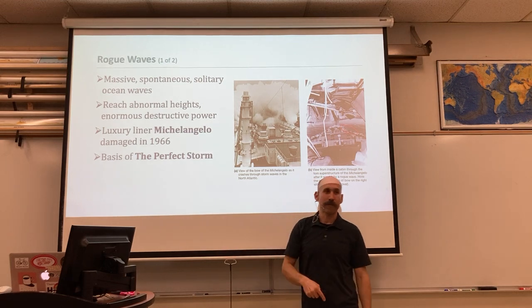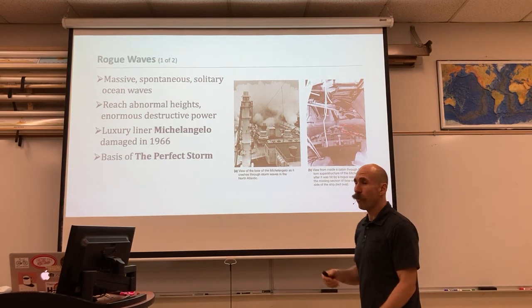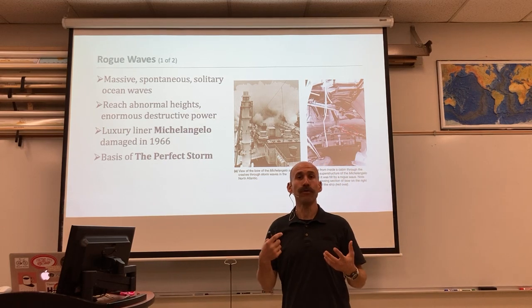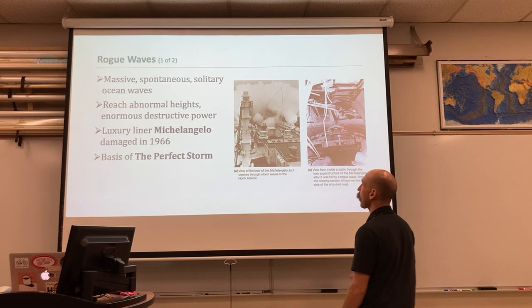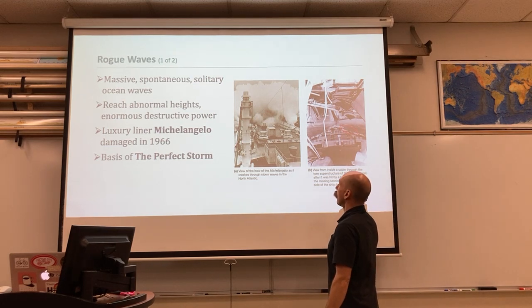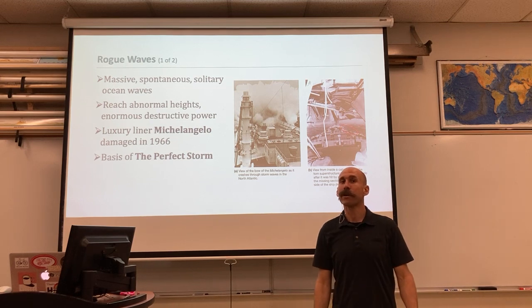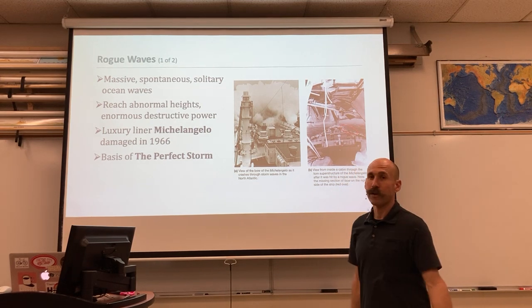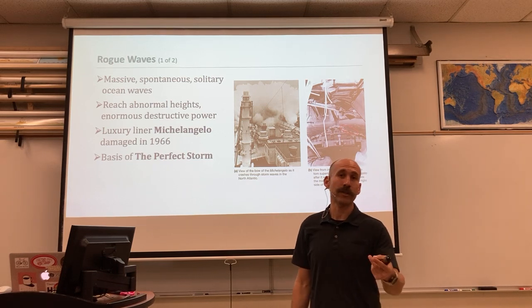Sometimes these interference patterns can cause a rogue wave. One massive, spontaneous, huge wave that can reach abnormal heights. And these waves are ship sinkers. You don't see them coming. You have no idea. They're also really hazardous for people on the beach. On the beach, they're called sneaker waves.